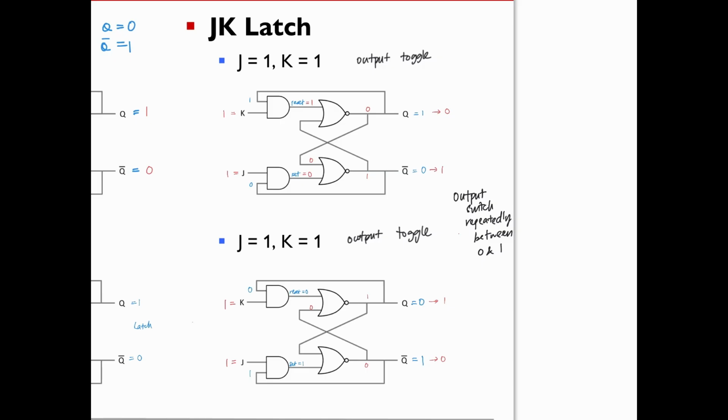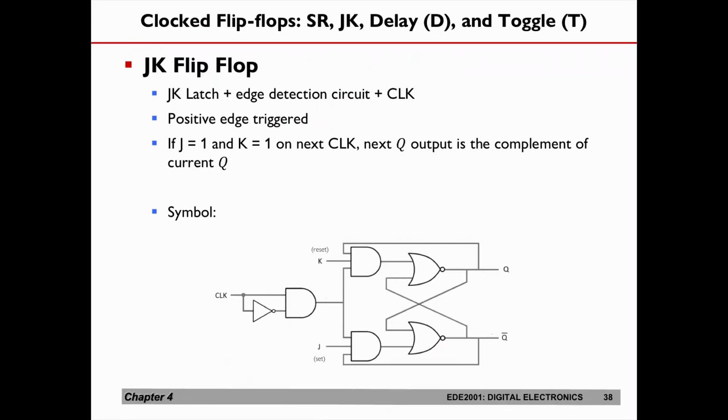Let's make this JK latch even more useful. What do we want to add on? We want to change it to an edge detection circuit. We want it to be enabled with the clock. We are going to make a JK flip-flop. This is going to make the circuit able to be controlled by the clock signal. So what we have here is the JK flip-flop.